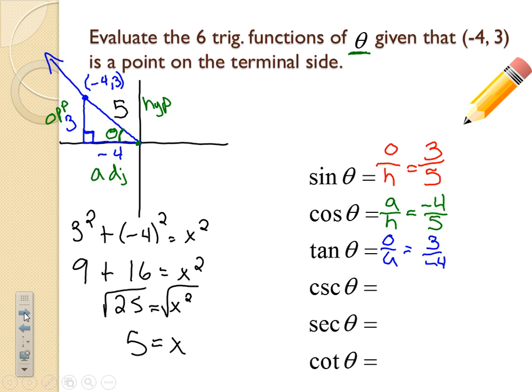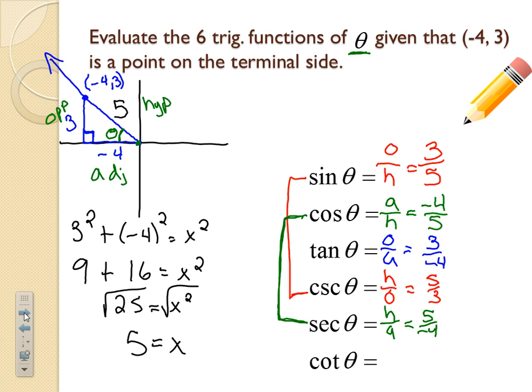Now, if we remember back, we've already done this. Sine and cosecant are reciprocals of each other. So this one's hypotenuse over opposite, so 5 over 3. Cosine and secant are also reciprocals of each other, so this is hypotenuse over adjacent, or 5 over negative 4. And last but not least, tangent and cotangent are reciprocals of each other, so this is going to be adjacent over opposite. My adjacent is negative 4. My opposite is 3. Okay?